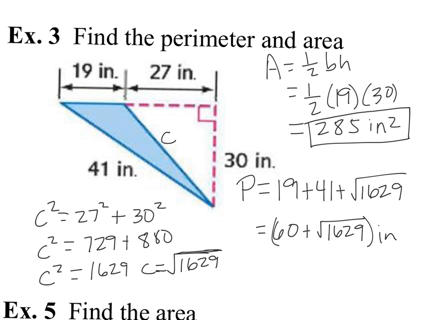These are unlike terms, kind of like trying to add a number and a variable. You can't add these together, so we'll just put parentheses around this whole expression, 60 plus the square root of 1,629, and then label it with inches.